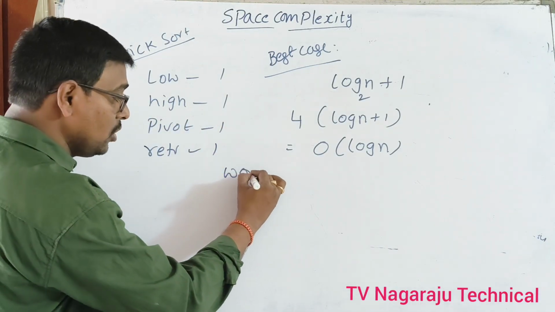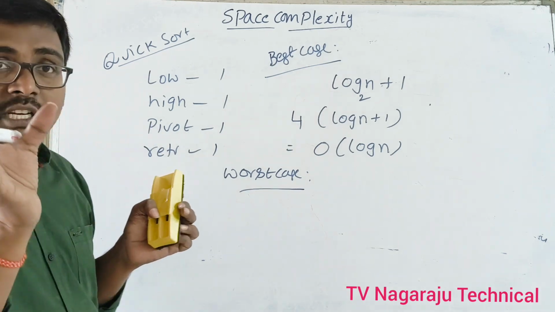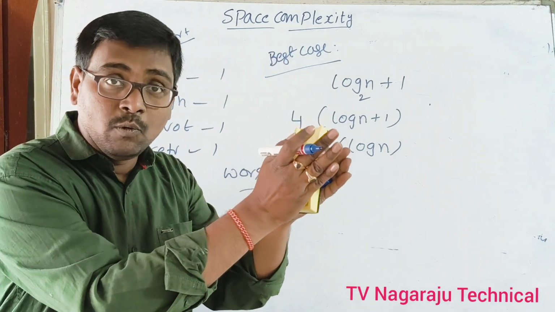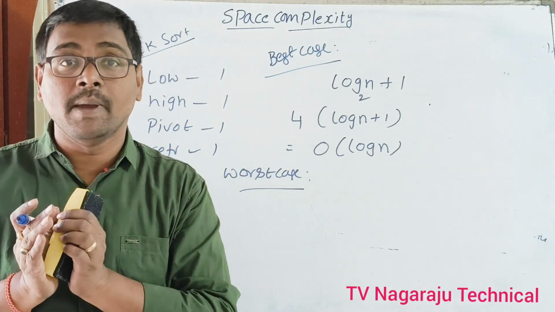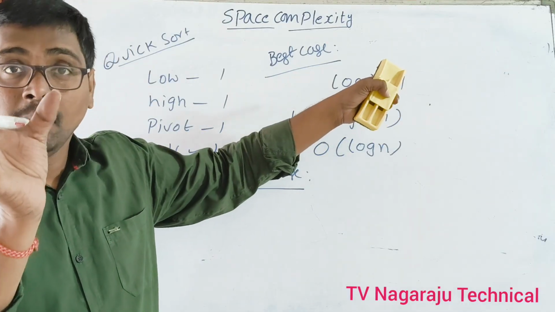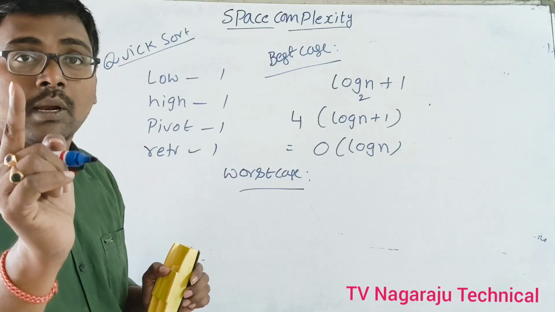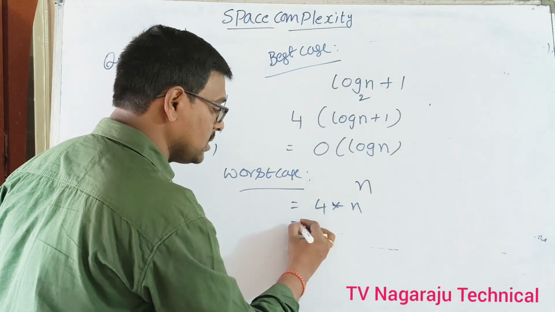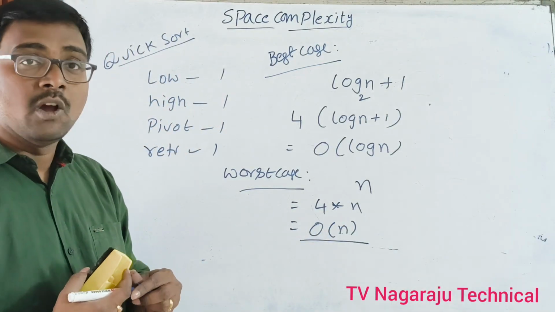And in the worst case, the list is divided into two parts, but the first part contains only one element, and the remaining part contains n minus 1 elements, instead of n by 2. So the depth of recursion is n minus 1 plus 1, that is n. So 4 into n, simply big O of n. This is the space complexity in the worst case.